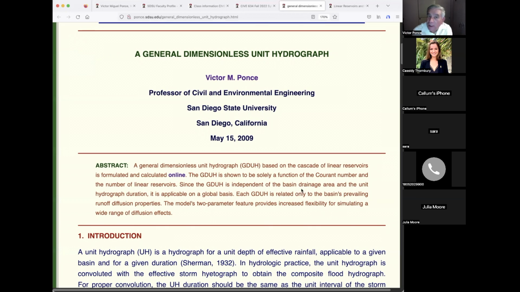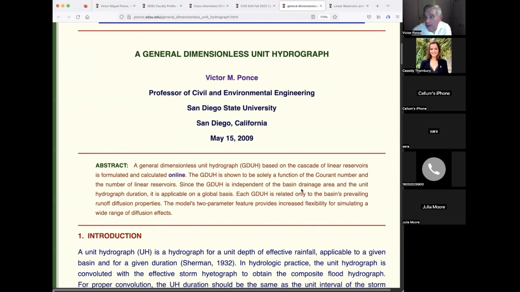And we did it. We came up with a general method, because it has global applicability. It can be applied in Timbuktu as well as in Arizona, okay? It's dimensionless. Because of that, its strength is dimensionless and therefore it's global. And it's a unit hydrograph.